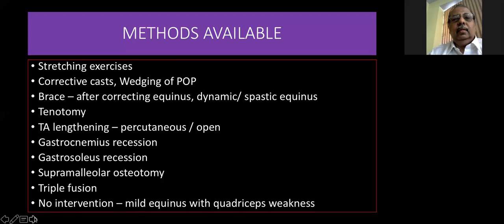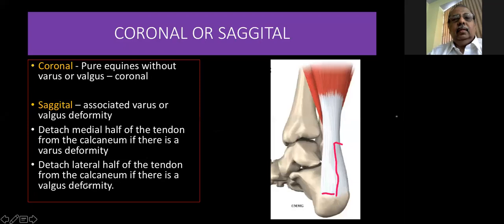It is not my intention to go through the treatment of all these conditions, but there are so many described for ways of treating the equinus depending upon the severity. So I will not go into the details. One common thing that is asked is tendo-Achilles lengthening, which is a common procedure. In some cases we do it in the coronal plane, and in some cases in the sagittal plane. So when will you do it in the coronal plane?